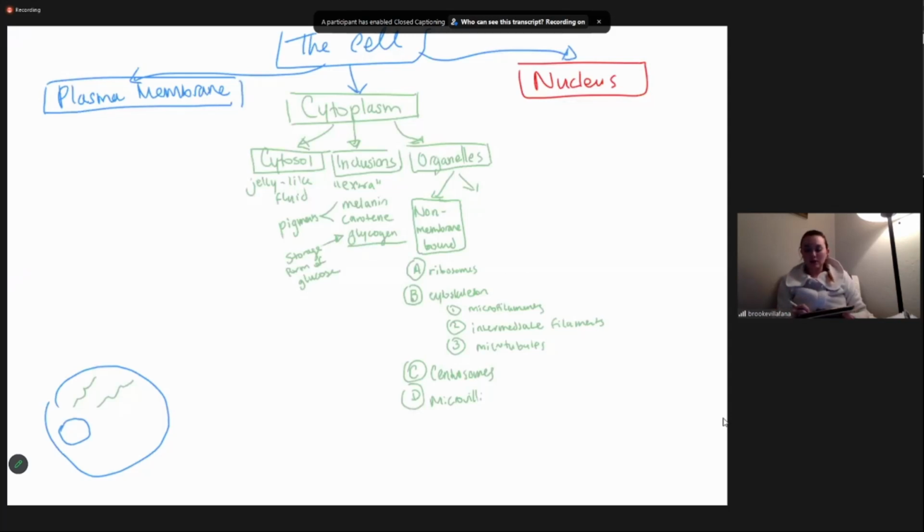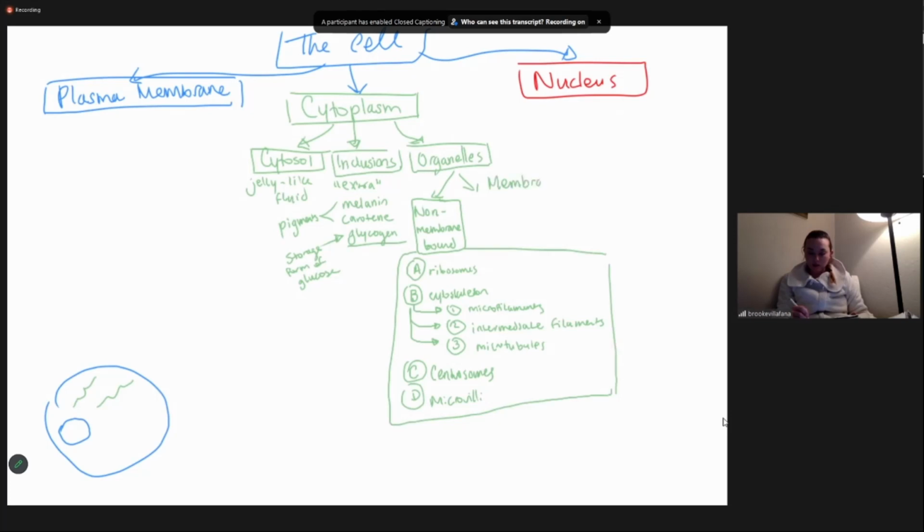What I'm talking about is, do you see the B cytoskeleton? The cytoskeleton has 3 components. I like to just change it up. If I'm doing numbers, I change it to letters, or vice versa. If I'm doing letters, I change it to numbers, just so that I can kind of tell that they're different. So these would all be non-membrane bound, right?